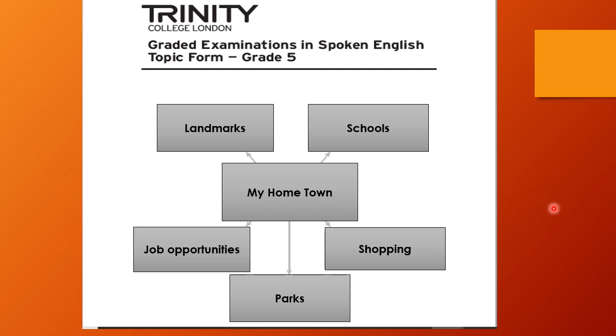The topic form will be similar to this, and you will have 5 boxes like that. In the middle one you will write your main topic, and then you will write 5 things about that topic. For example, I have already filled in this form. The main topic is my hometown, and I have written 5 things about the hometown: landmarks, schools, shopping, parks, and job opportunities. These are the things that should be linked to your main topic.